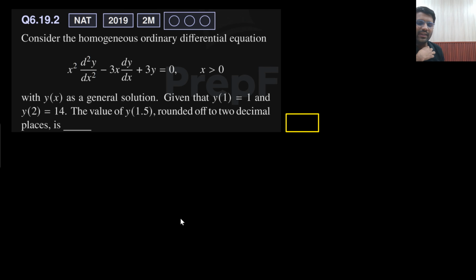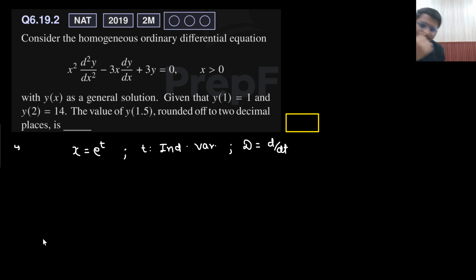X square d2y by dx square minus 3x dy by dx plus 3y. This we need to solve. So, do you know how to replace this? First of all, what you will write down, sir, x is creating the problem. X equals to e to the power t. If x is e to the power t, then, sir, you have made sure one thing, that now my new independent variable will be t. T will be my new independent variable. That means that d I am going to replace will be d by dt.